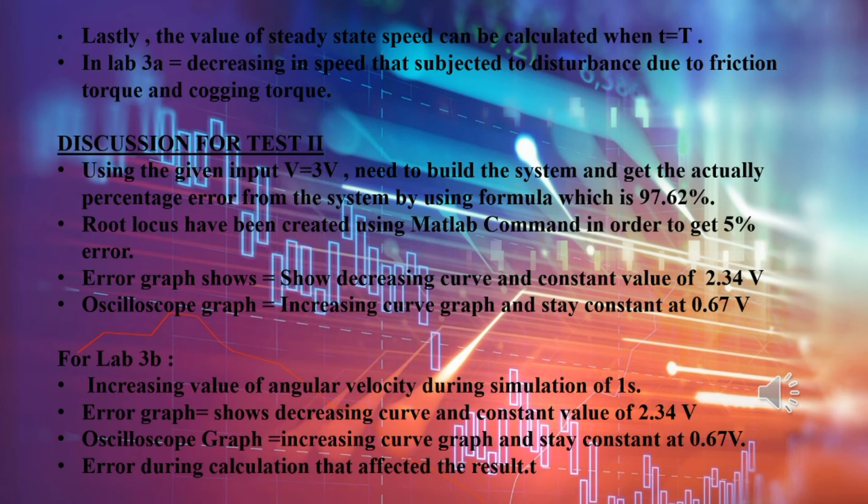Root locus has been created by using a MATLAB command in order to get 5% error. Based on the error graph, we can see a decreasing curve and a constant value of 2.34 volt. And the oscilloscope graph shows an increasing curve that stays constant at 0.67 volt. For lab 3B, the result shows a decreasing value of angular velocity due to disturbance. There might be some errors while making and calculating that might affect the result.